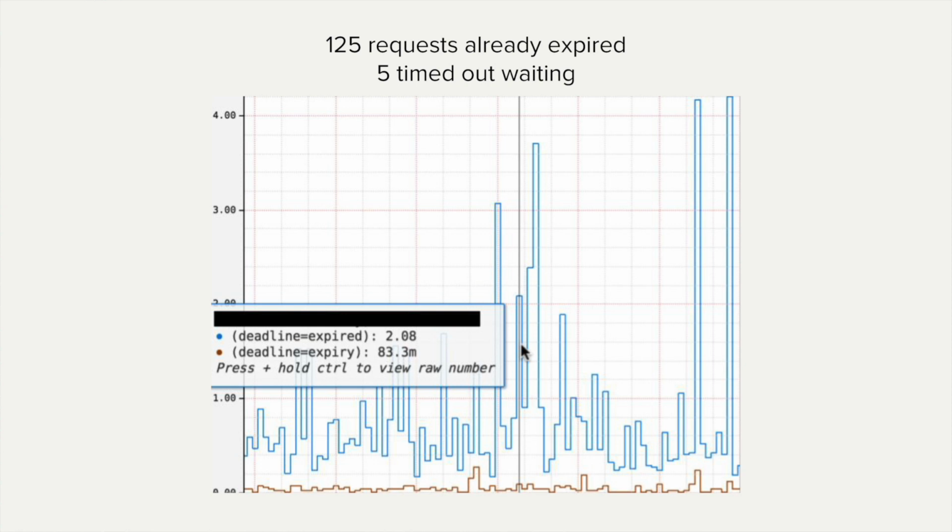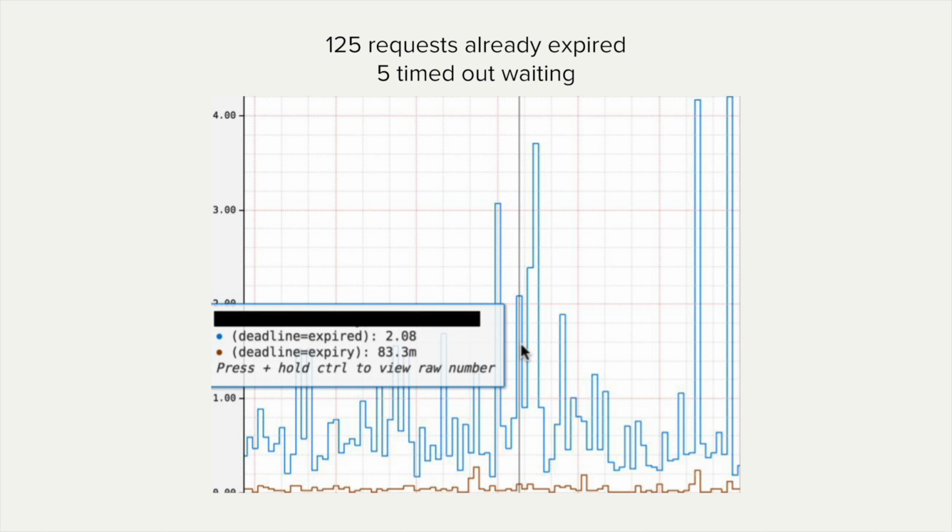And so in this case, we did the math, we turned these rates into numbers, and out of that 3 million requests, about 125 of them were already timed out before the client tried to call the server. 5 more of them timed out while the client was waiting for the server. And as we said, 1 just never succeeded in making that call.